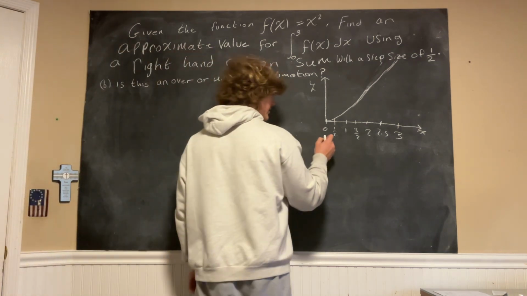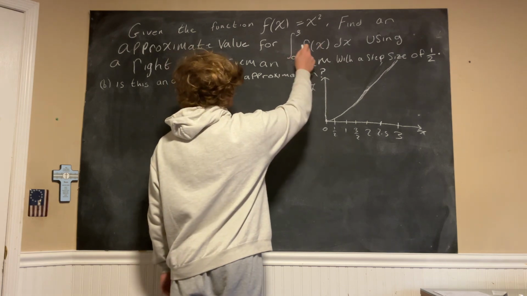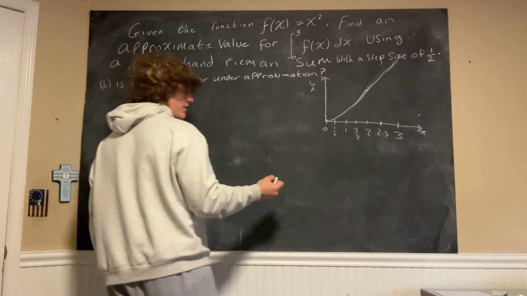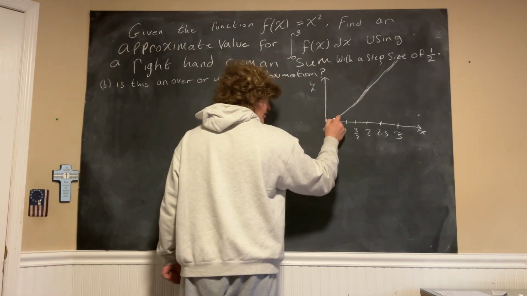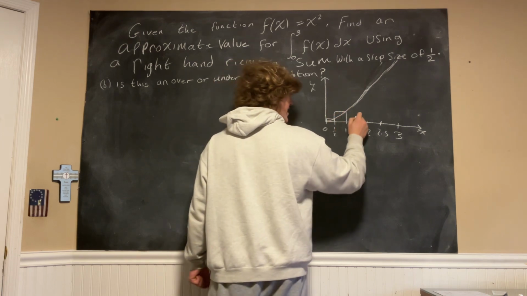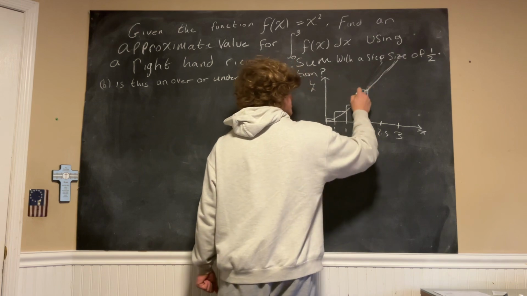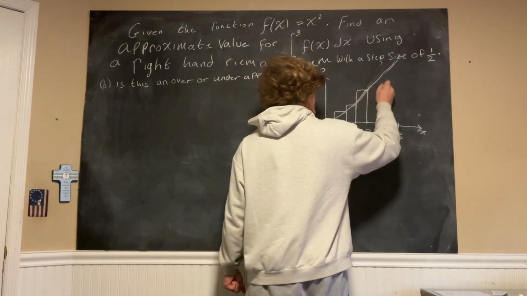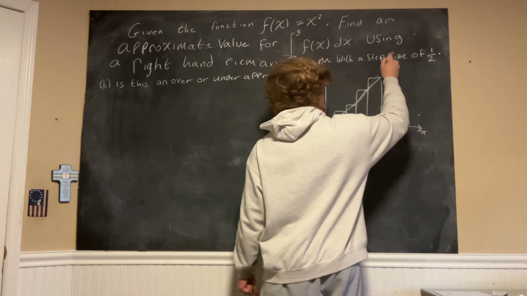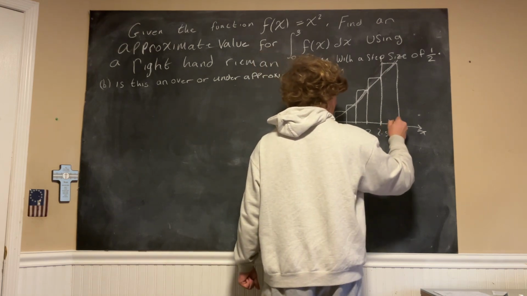So to begin, let's look at what this is asking. We are approximating the area under the curve of x squared, using a right-hand Riemann sum. What that means is we are looking at all of these boxes and adding up their area. We have a step size of 1/2 for each of these, so each of these boxes has a width of 1/2.